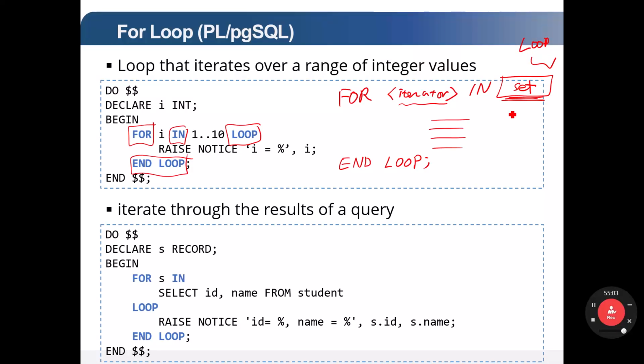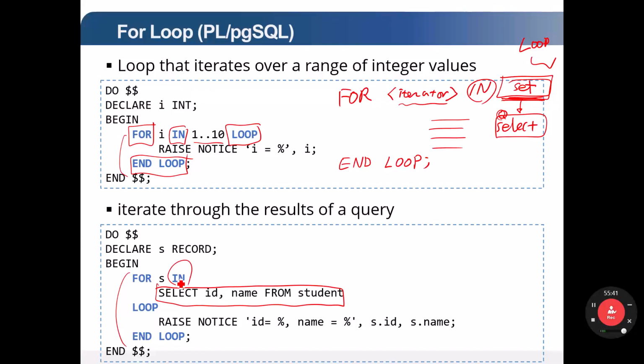And this set can be a select statement. You can put a select statement after this in construct, or you can use this range of integer numbers after the in construct. So this code is going to just print out I equal 1, I equal 2, I equal 3, and so on.